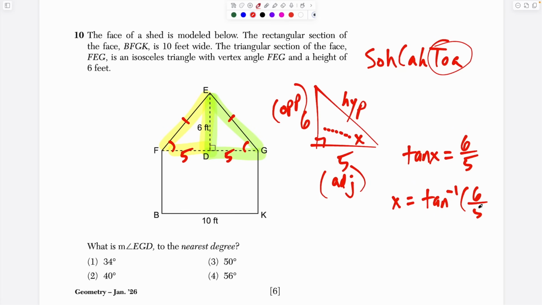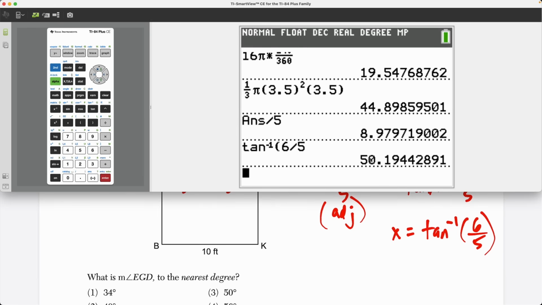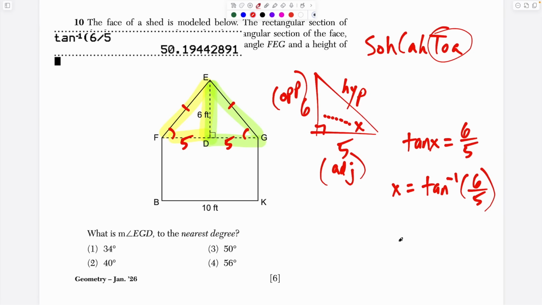And I plug in the ratio 6 over 5, and this will tell us what the angle is. So we're doing second tangent, and then we're typing in the fraction 6 over 5. And now we press enter, and we're going to get 50 degrees. So we get X equals 50, and this tells us that the measure of angle EGD to the nearest degree is 50 degrees, so choice 3.